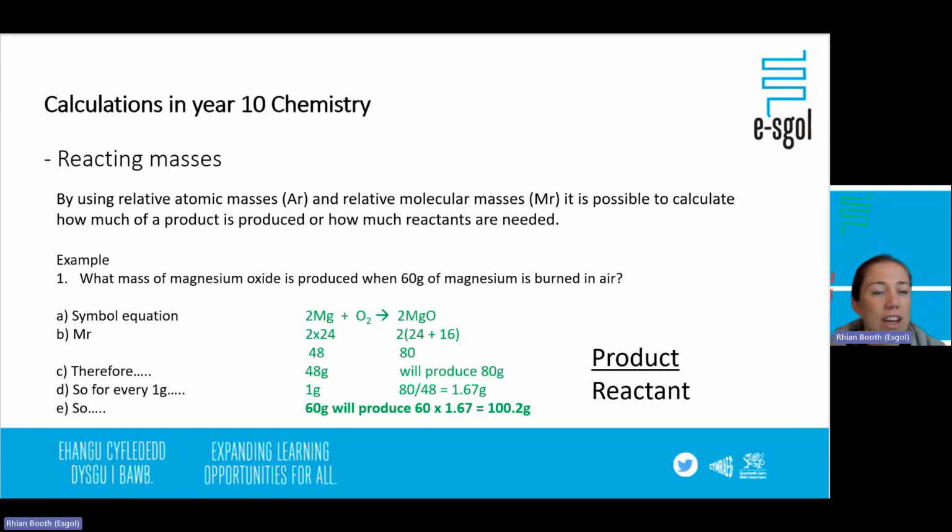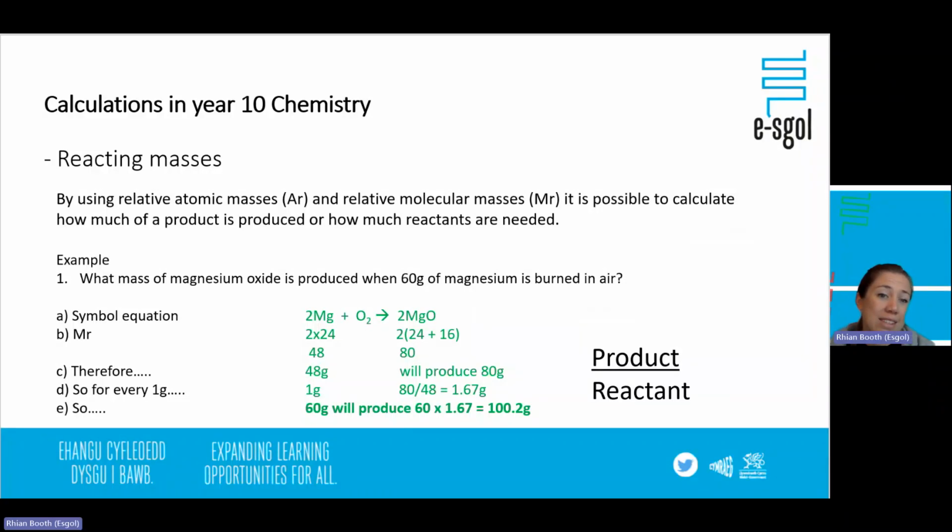Right, let's have a look at reacting masses next. By using relative atomic masses, ARs, and relative molecular masses, MRs, it is possible to calculate how much of a product is produced or how much reactants are needed. And here we have an example question for you. What mass of magnesium oxide is produced when 60 grams of magnesium is burned in air? Okay, now I've written this out for you in a step-by-step way, just to make it a little bit clearer, a little bit easier to follow.